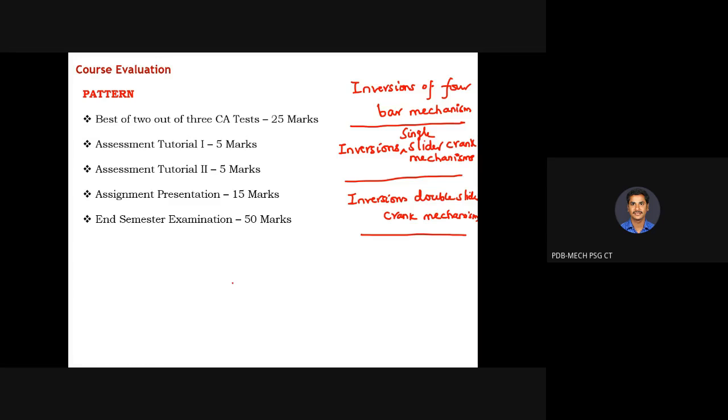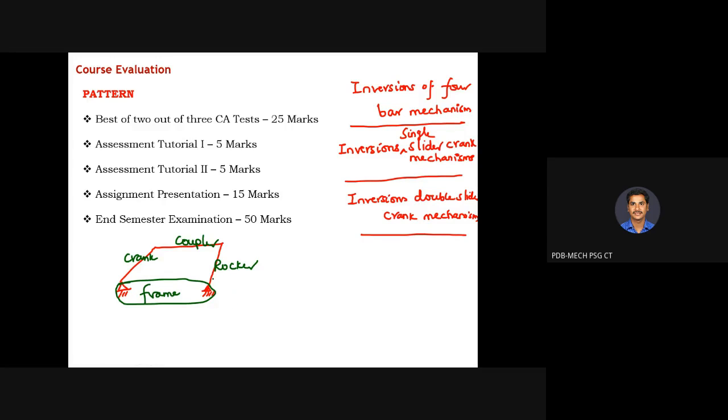Okay, so a 4-bar mechanism. How many links are we having in a 4-bar mechanism? 4 links, sir. So the whole thing is assumed to be the frame. This is called the crank, this is your coupler, and this is your rocker. So we are having 4 binary links in the 4-bar mechanism.